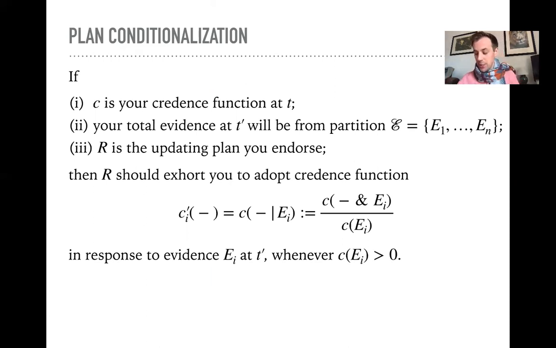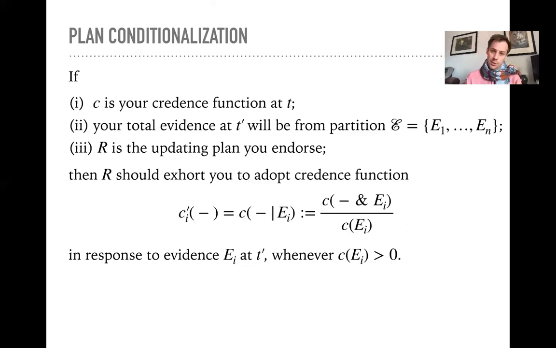Your total evidence at the later time is going to be from a particular partition. So there's some partition which gives all the possible evidence that you might receive. The partition gives your total evidence at the later time. So your total evidence is either going to be E1 or E2 or E3 and so on up to En. When is this sort of thing plausible?